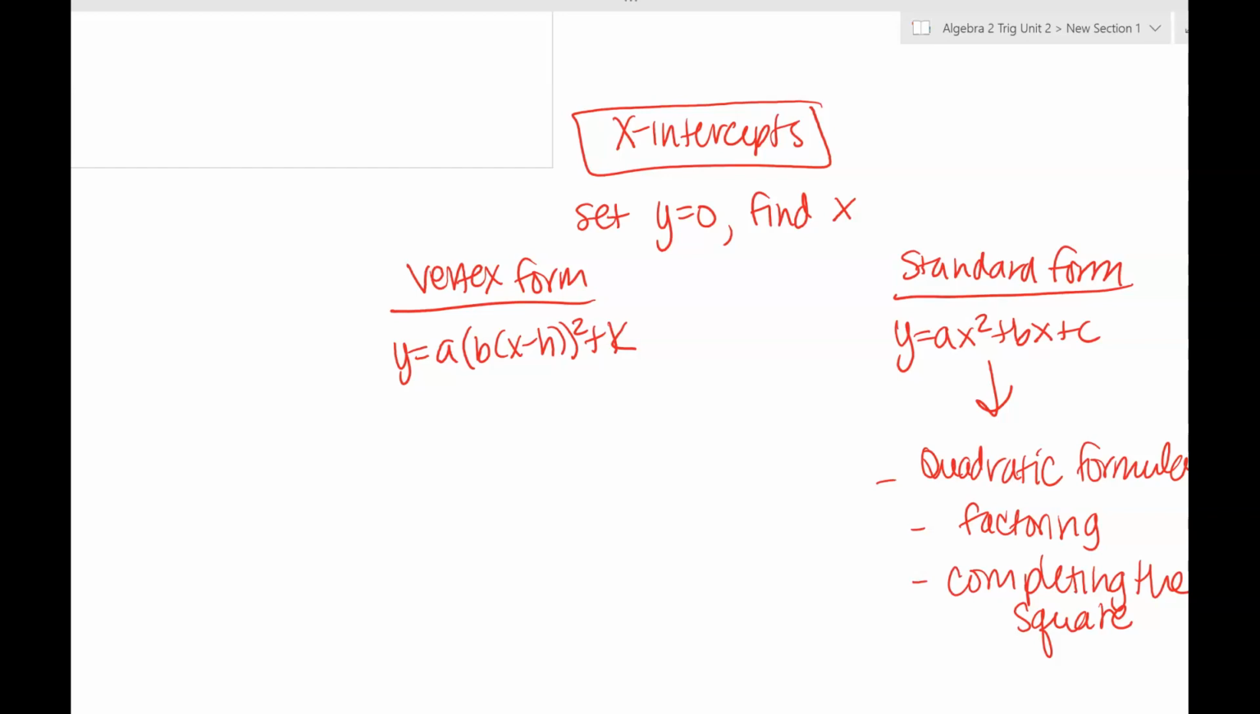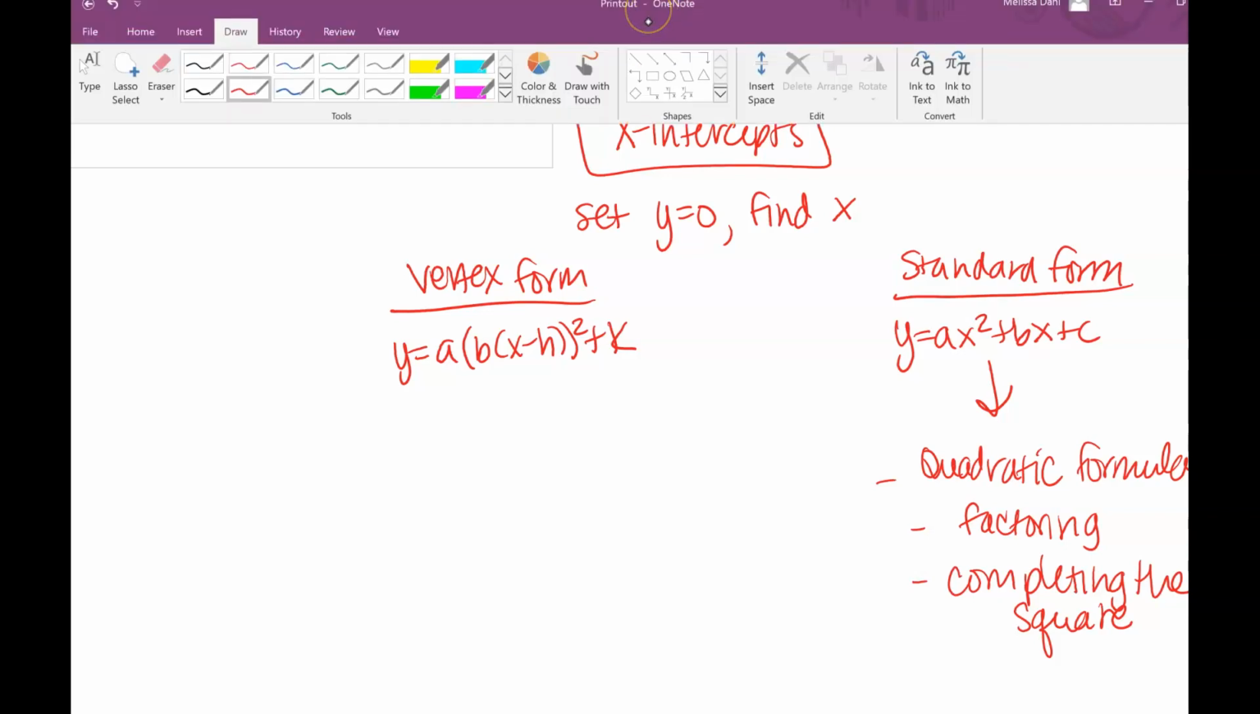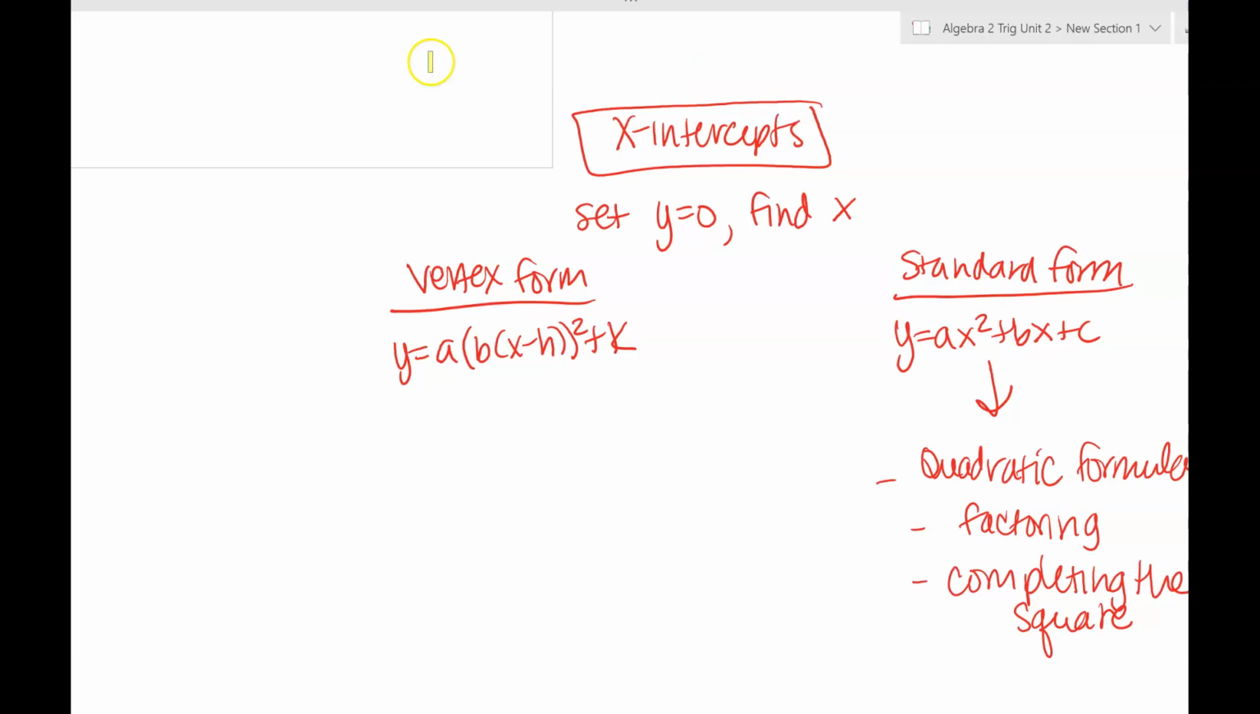Okay, some notes about solving to find x-intercepts. In general, for any type of equation, quadratic or not, there's a basic idea of what we do. We're setting y equal to 0 and we're finding x, because that's what we know about an x-intercept. We know it's a point on the x-axis, which means the y would be 0.